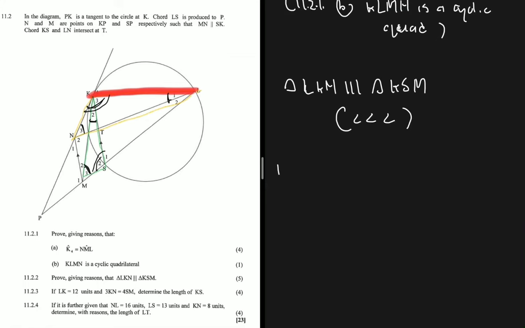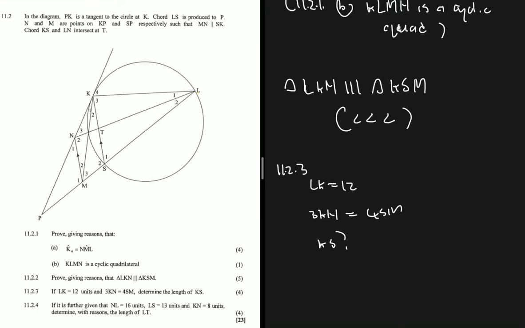So let's move ahead and go to 11.2.3, which says that if LK is equal to 12 and we have 3KN being equal to 4SM, determine the length of KS. So let's go and find those lines in our diagram, right? So again, let me clear it up so that we can start afresh. So we have line LK, right? Let me use a green pen instead, line LK. And then we have line KN, which is another line of interest. And then we have line SM. And then we're supposed to find KS.